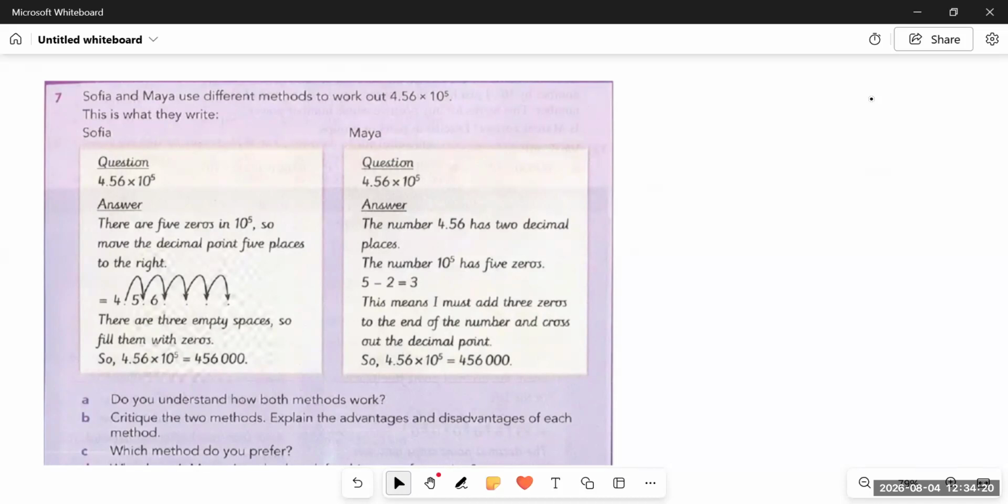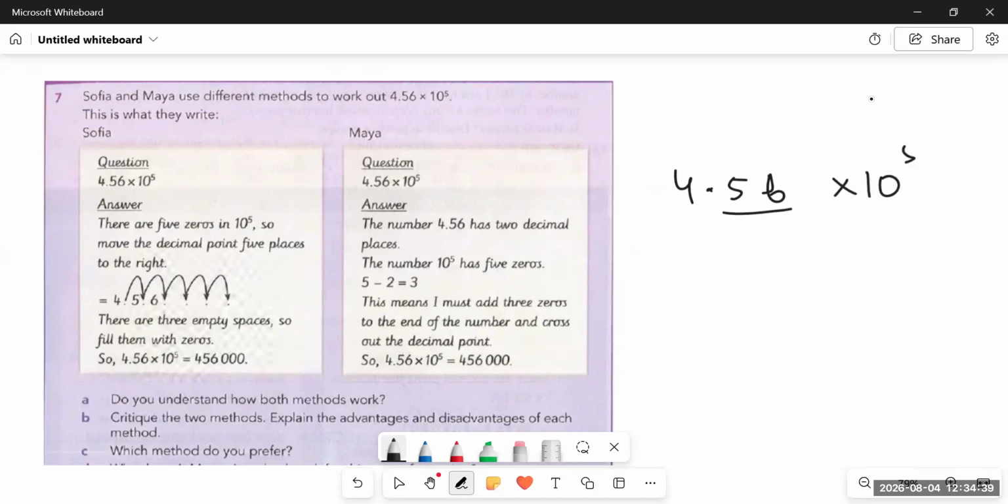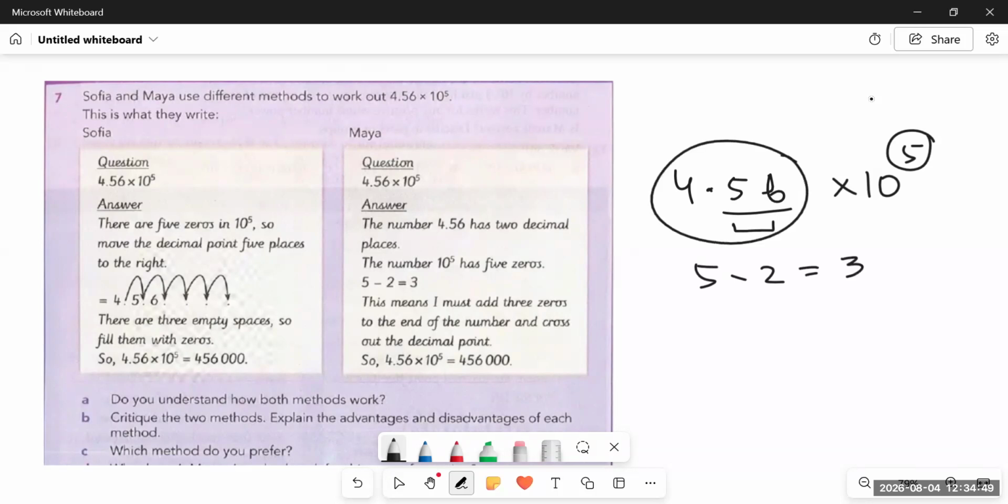And what Maya says, the number 4.56 has 2 decimal places. The number 10 power 5 has 5 zeros. So they are using the same method I just told you in question number 6. So what are they doing? 4.56 has 2 decimal places and the number it's multiplied with is 10 power 5. We are taking the power 5 and these 2 decimal places and subtracting them. The answer is 3, meaning this number will have 3 zeros at the end when multiplied with 10 power 5.